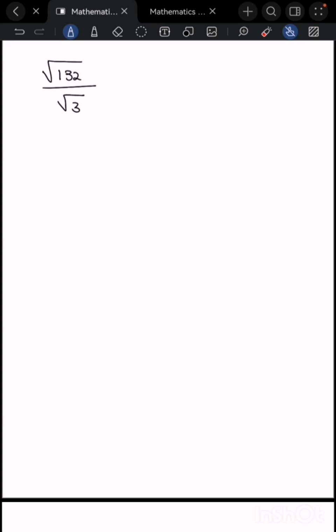All right, here we go again. The square root of 132 divided by the square root of 3. Again, we're going to try and find the solution to this one. We say 132, what are the factors of 132? When you are looking for factors, you want to find the factors that would usually be easy to find the square root of.